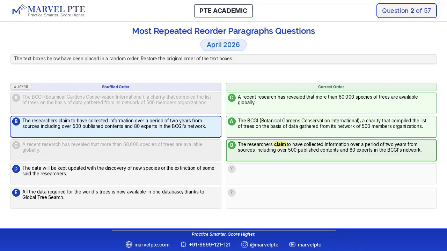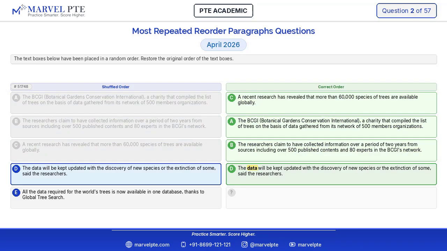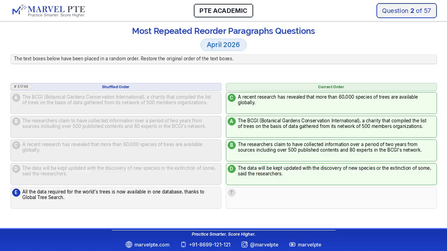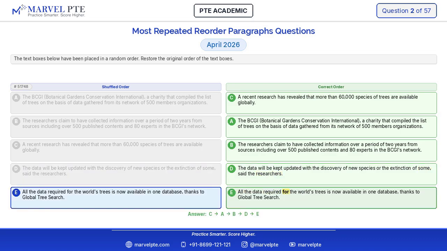The researchers claim to have collected information over a period of 2 years from sources including over 500 published contents and 80 experts in the BGCI's network. The data will be kept updated with the discovery of new species or the extinction of some, said the researchers. All the data required for the world's trees is now available in one database, thanks to Global Tree Search.